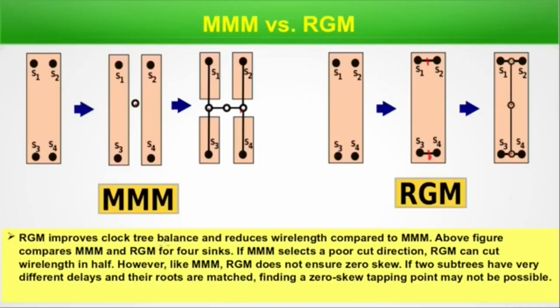So RGM improves clock tree balance and reduces wire length. We can easily see wire length is reduced here compared to MMM. The above figure compares MMM and RGM for four sinks. If MMM selects a poor cut direction, RGM can cut wire length in half. However, like MMM, RGM does not ensure zero skew. If two subtrees have very different delays and their roots are matched, finding a zero skew tapping point may not be possible. This is the comparison between MMM and RGM.